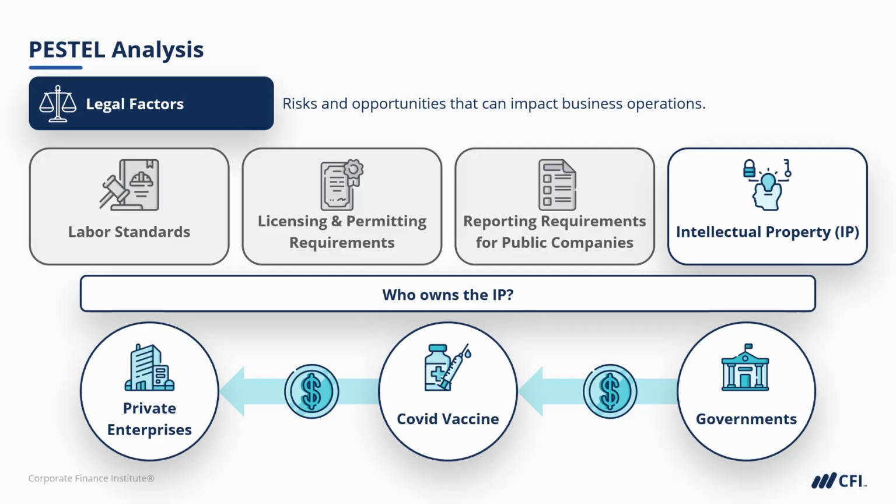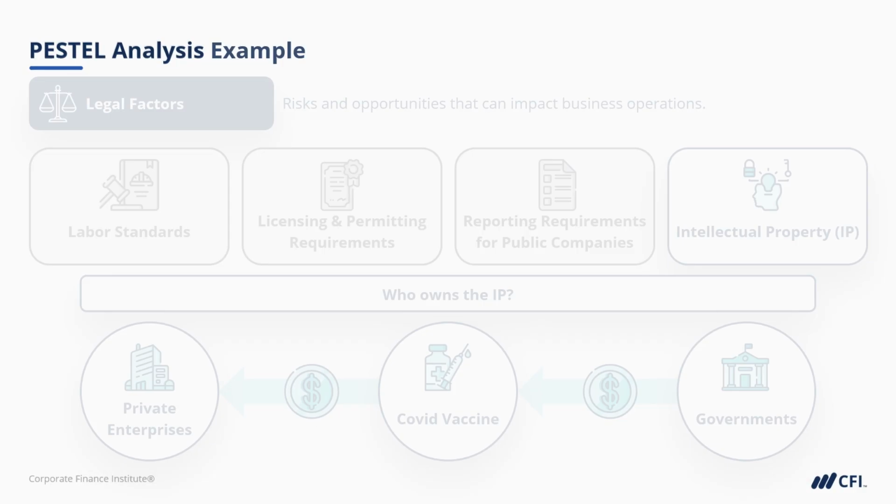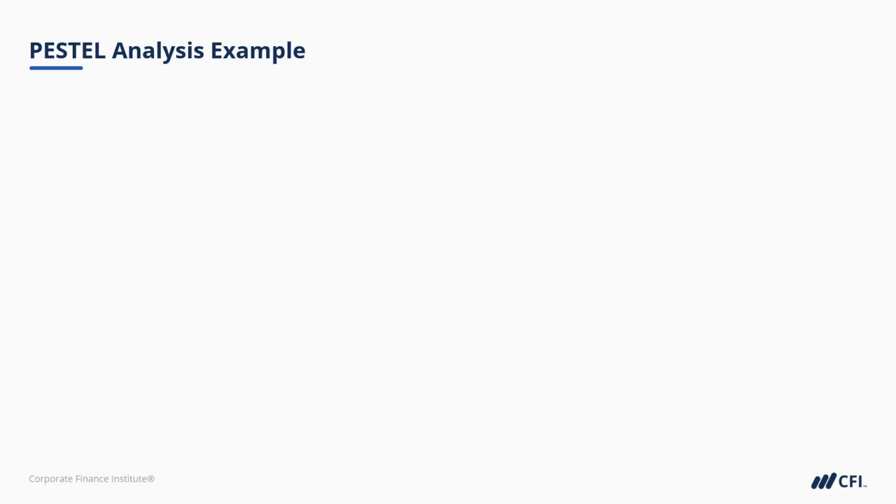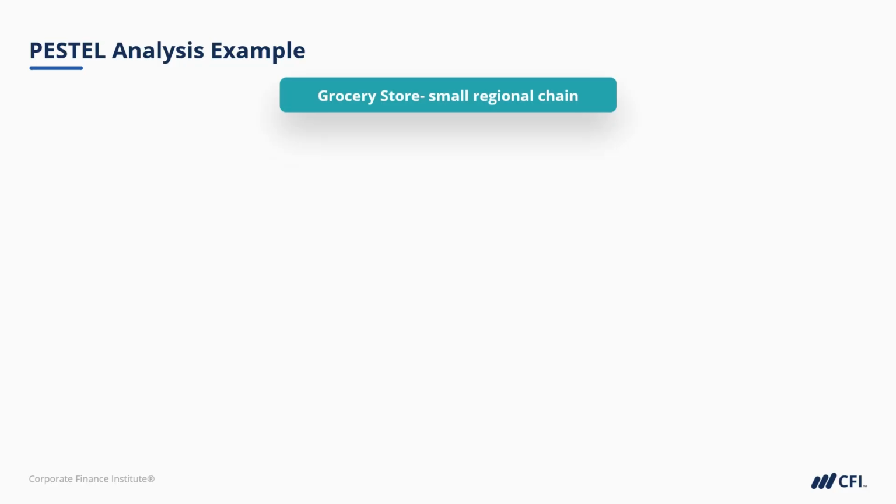As an analyst, we need to understand how these factors may impact individual businesses as well as the industries in which they operate. Let's tie it together and do a quick PESTLE analysis for a supermarket business or a grocery store. Maybe we can assume it's a small regional chain. We'll start with political.